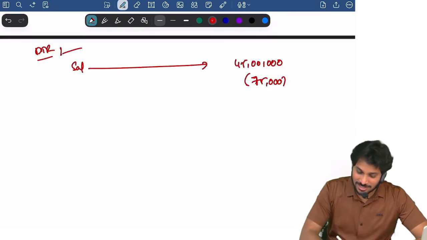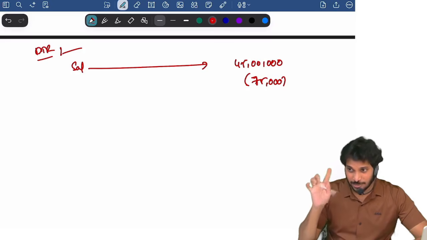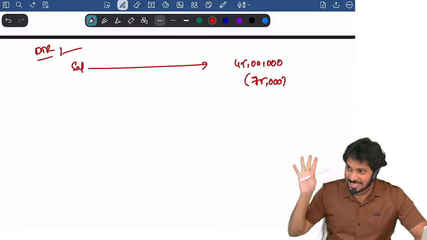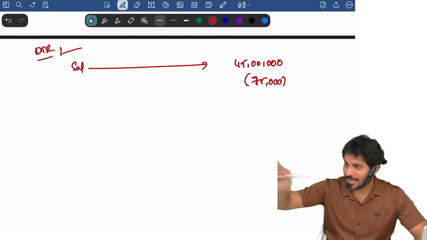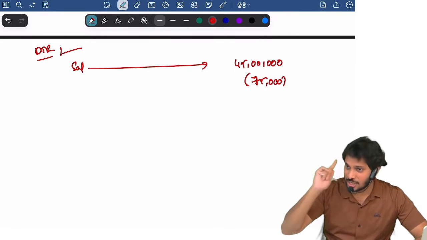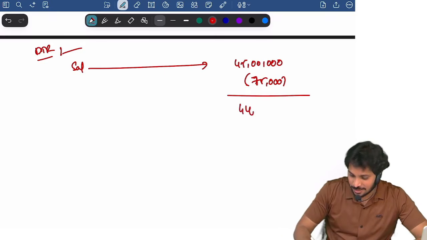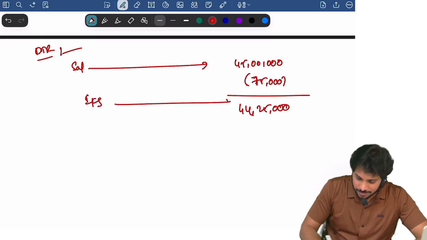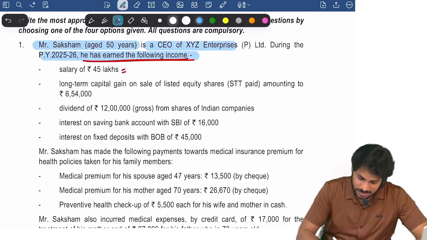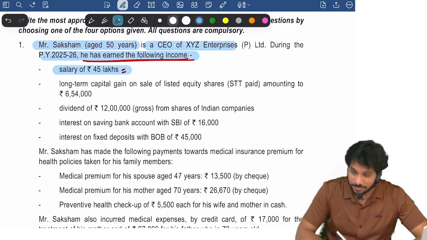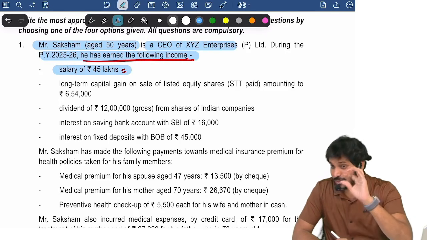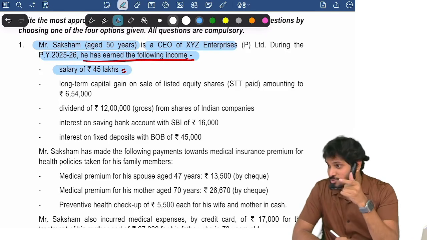Moreover, they are asking DTR and OTR both, so definitely they'll be testing the standard deduction point. On that logic I'm taking it as not computed. Therefore net salary is 44 lakh 25,000. This is income from salary. Correct? They should have given it clearly. They should have at least given the words gross salary. That would have made much more sense.